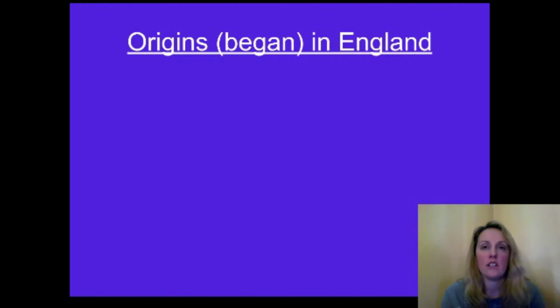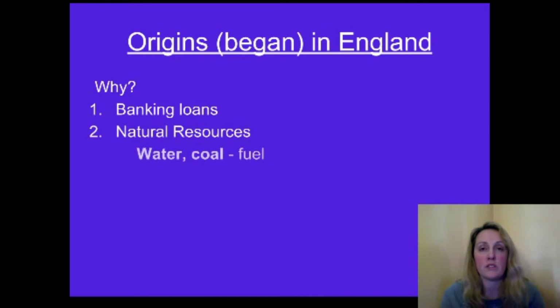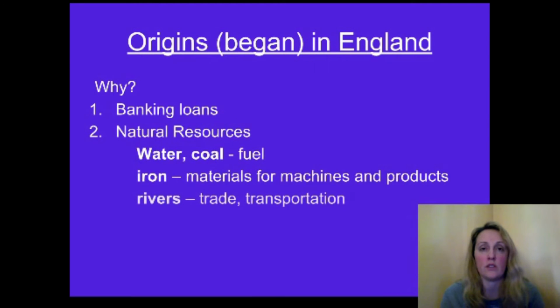The Industrial Revolution begins in England for a couple reasons. First, banks had a lot of money to loan in order for factory owners to build their factories, their new products, and their new ideas. Secondly, natural resources were available in England, as you can read below, that allowed them to actually make the products.